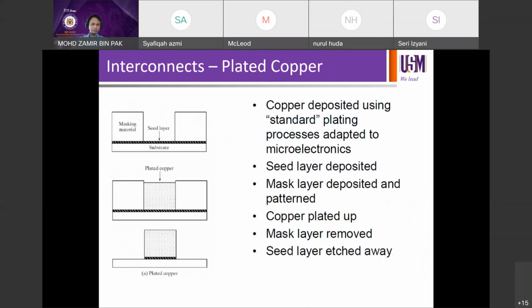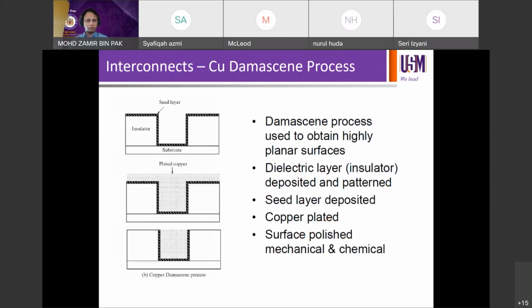Okay, so plated copper, for example, the process that you have to run, masking material, you have a seed layer, and then you plate the copper, and then you do the lift off, right? You have to do the lift off. Copper deposited using standard plating process adapted to microelectronics. Then a seed layer is deposited. This is the process flow pretty much. And you plate the copper, and then you remove the mask, and then you have your copper on the seed, right? Copper on the seed on the substrate. So this one process flow they can do.